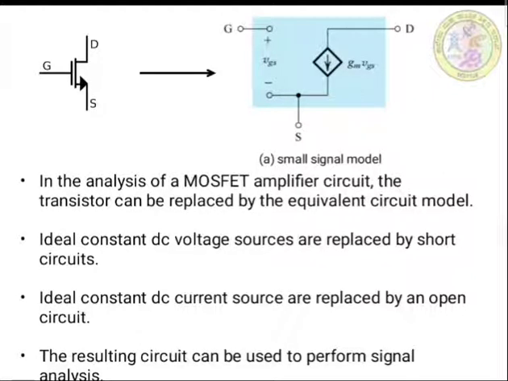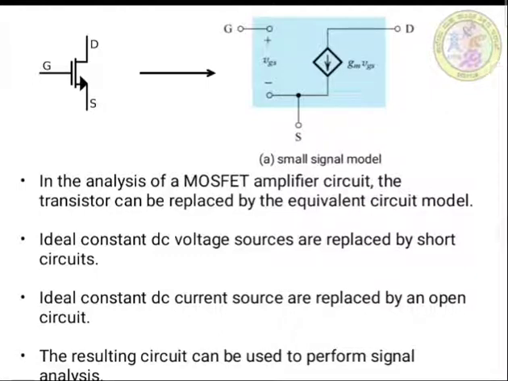Now, particularly this equivalent representation is useful whenever MOSFET amplifiers are analyzed for factors like voltage gain. In the analysis, the MOSFET is replaced by its equivalent circuit, and here you can see figure A shows the small signal equivalent circuit for the MOSFET.